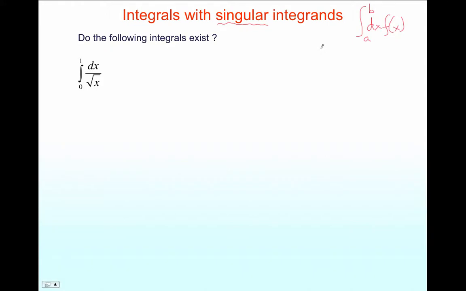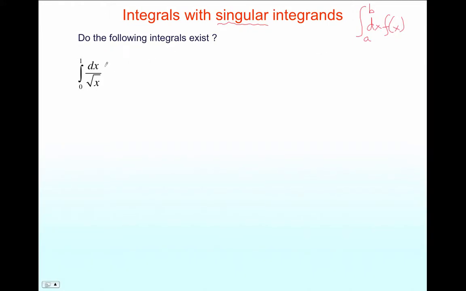Let me now come to the second part of the lecture, in which we shall deal with integrals having singular integrands. What that means is that if we're considering an integral like this, integral a to b of f of x, somewhere in the interval between a and b, and possibly at the endpoints, the function f becomes infinite. So let me take the first example.